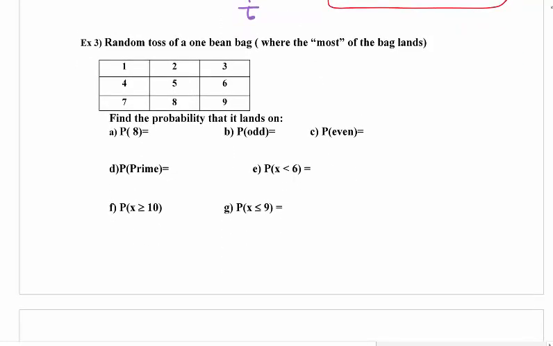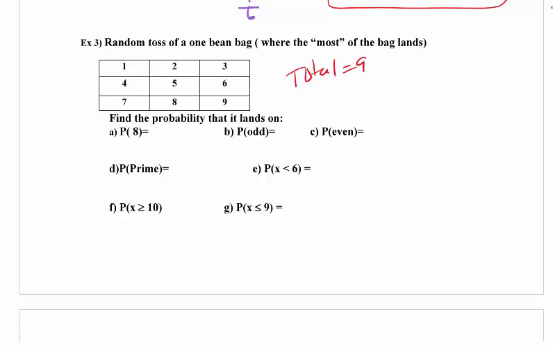So number 3, we have a random toss of a beanbag, and we're assuming, again, if it lies completely 50-50-50, we're going to retoss. So we're saying where the most of the bag lands is what your answer is going to be. So we're going to find the probability. So how many total possibilities do I have? I have a total of 9. So that's my denominator, because remember, success over total.